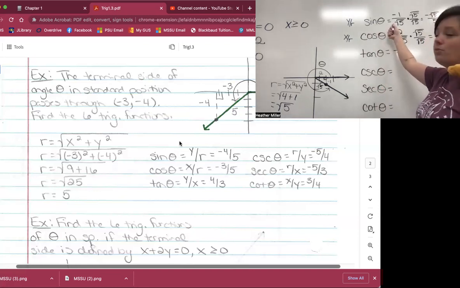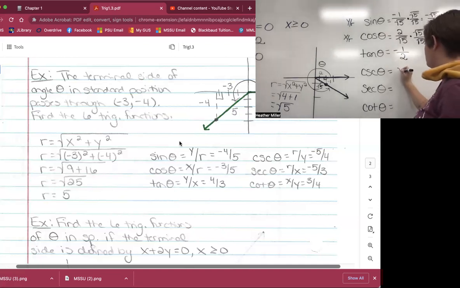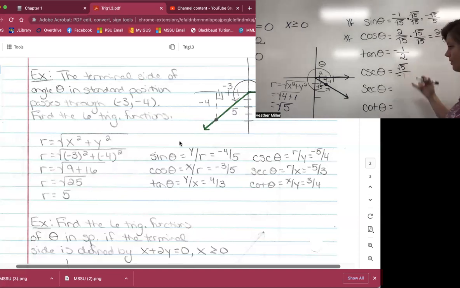We have negative 1 over radical 5. Let's flip that, because that'll leave us with radical 5 over negative 1. There's no radical in the denominator, so we don't have to worry about that. It's just negative radical 5 is our cosecant. So you don't always have to come out here to the fully simplified before you do your flipping.